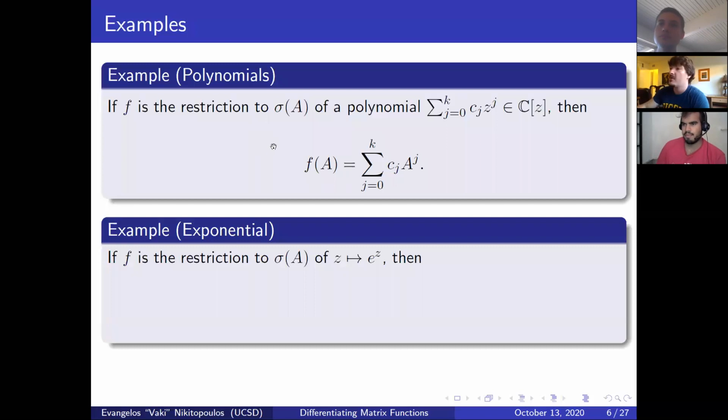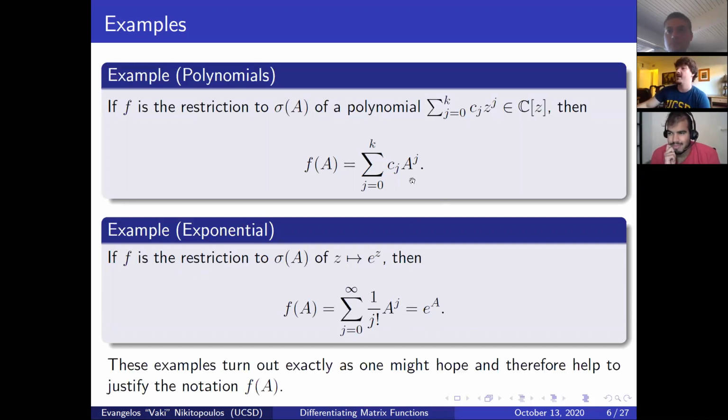The second example is the exponential function. If f is the restriction to the spectrum of A of z maps to e to the z, then once again, one can check that f of A is actually the power series expansion that we usually use to define e to the A. Those are nice exercises to check, and they turn out exactly as you might hope, and therefore help to justify the notation f of A.